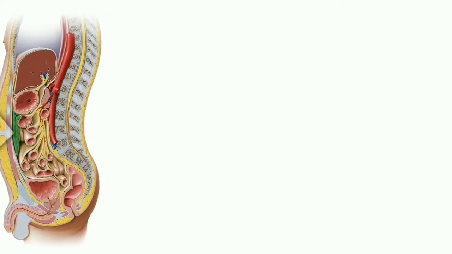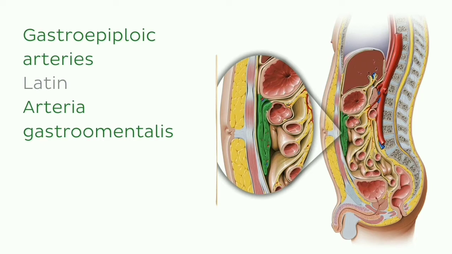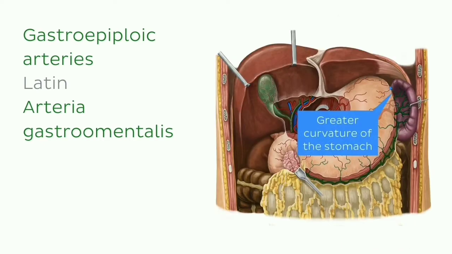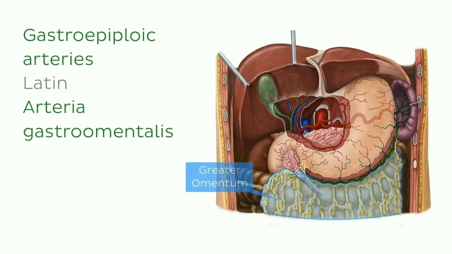Now for the blood supply. The blood supply of the greater omentum is derived from these arteries just here, the right and the left gastroepiploic arteries. And these arteries run along the greater curvature of the stomach to anastomose with one another within the anterior sheet of the greater omentum.